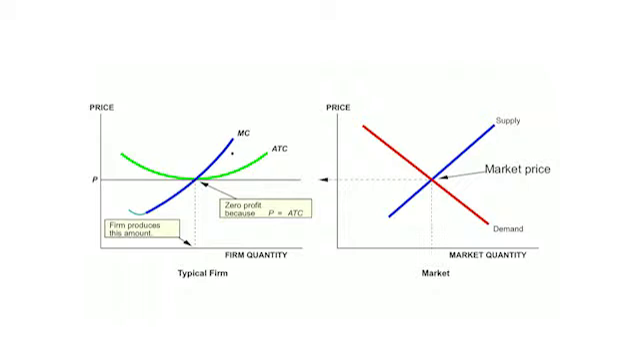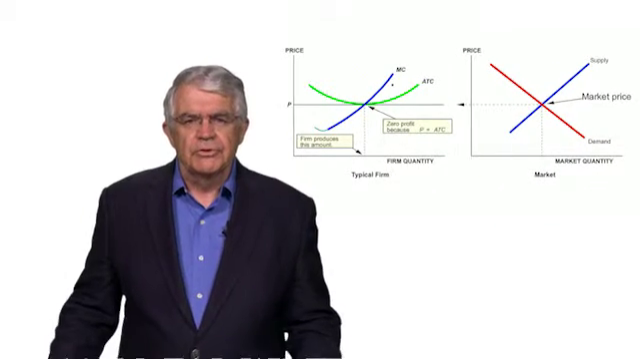Left-hand side, the firm takes that price as given, but that price has to equal the level of a price where the supply curve and the demand curve intersect on the right-hand side of the picture. That's the market price. And then, of course, we've set this up so that that price intersects the marginal cost curve at the low point on the average total cost curve.